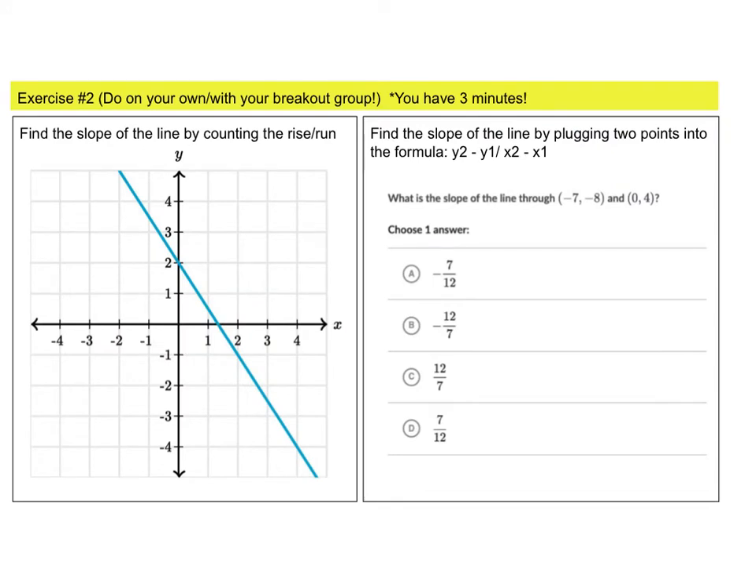All right, for this exercise, please find the slope of the line on the left by counting the rise over run. There's one point right here, and there's another point right here. So please count the rise over run. And then on the right side, please use the 2 points that they give you to calculate your slope with your formula. And then we're going to go over this in just a second.